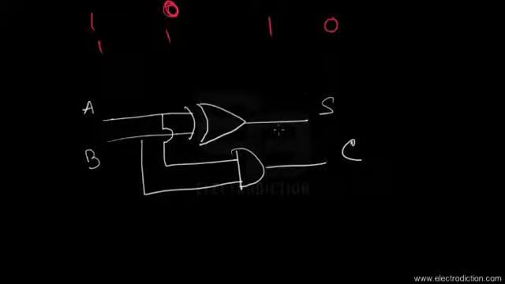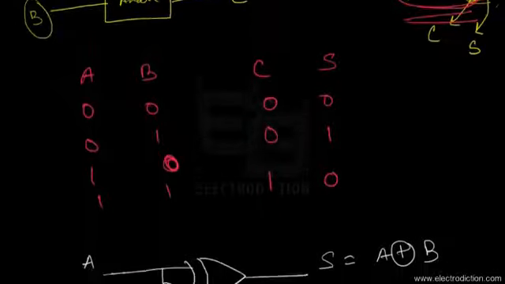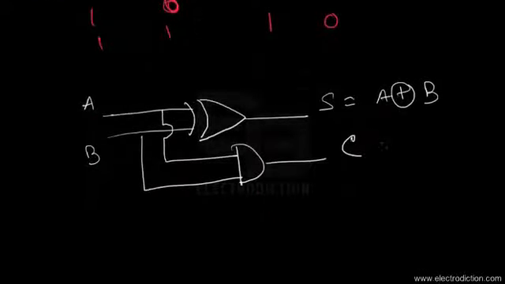So in this case, the sum given by this XOR gate, if we try to formulate the mathematical expressions, would be nothing more than A XOR B. That's the mathematical relationship for the sum in a half adder. And for the carry of a half adder, the mathematical relationship stands like this: carry equals A AND B.